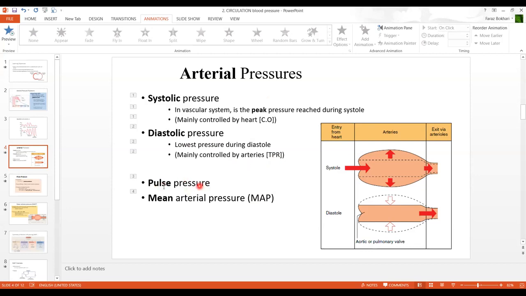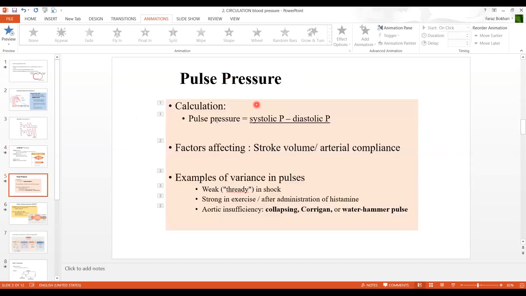Now, pulse pressure, I think we have exhausted this bit here, systolic and diastolic. This pulse pressure and mean arterial pressure is the feature of most of the rest of this lecture. We'll be talking about pulse pressure and mean arterial pressure. First, we talk about pulse pressure. As I mentioned to you, when you subtract diastolic from systolic, you get pulse pressure. So 120 minus 80 is 40 mmHg. So 40 mmHg is the average pulse pressure.